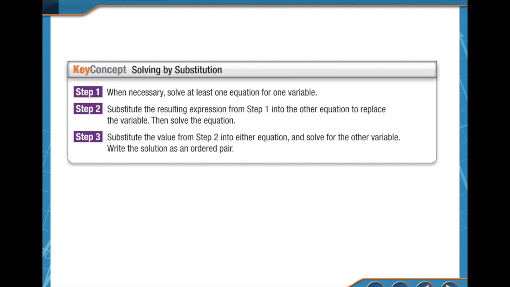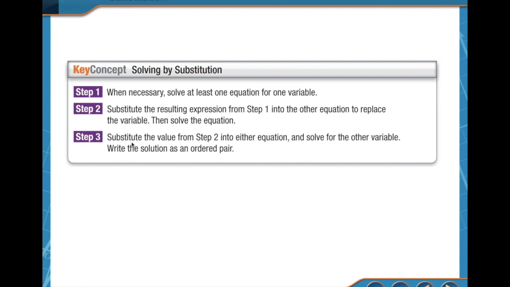Here are 3 steps to look at for how to solve by substitution. Step 1 says, when necessary, solve at least one equation for one variable. That means get one variable all alone. Step 2 tells us, substitute what's left from the expression from step 1 into the other equation to replace the variable, and then solve. That's a lot of wording, but we'll talk about it as we work through it, so just begin thinking about it.